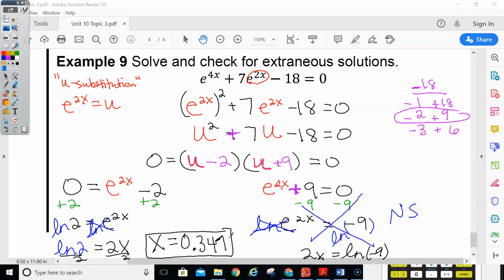So this is the only answer to the problem. And it's actually not going to have an extraneous solution, because exponentials can have positives and negatives. This one just happens to not give you an answer. Sometimes both of them give you an answer. This time only this side gave you an answer.